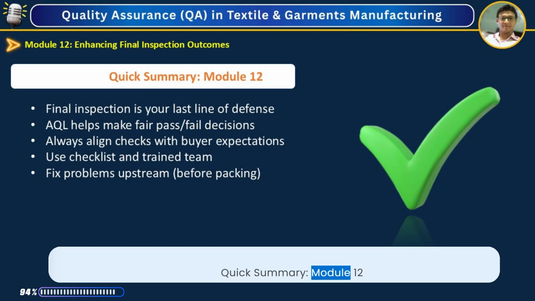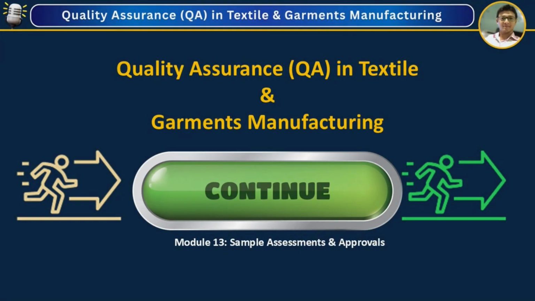Quick summary: Module 12. Final inspection is your last line of defense. AQL helps make fair pass-fail decisions. Always align checks with buyer expectations. Use checklist and trained team. Fix problems upstream.